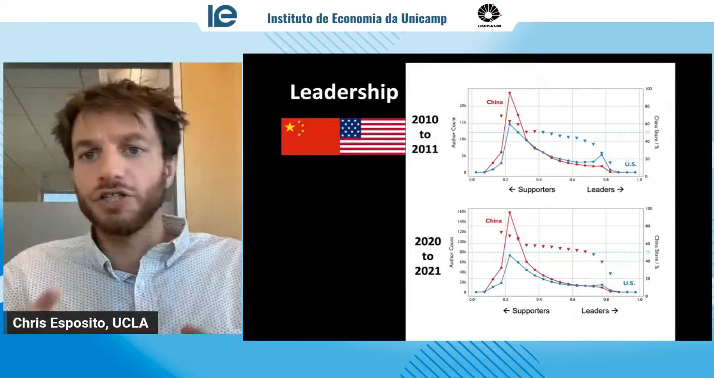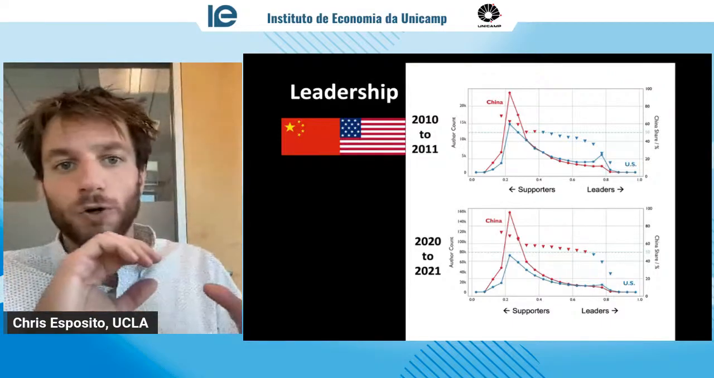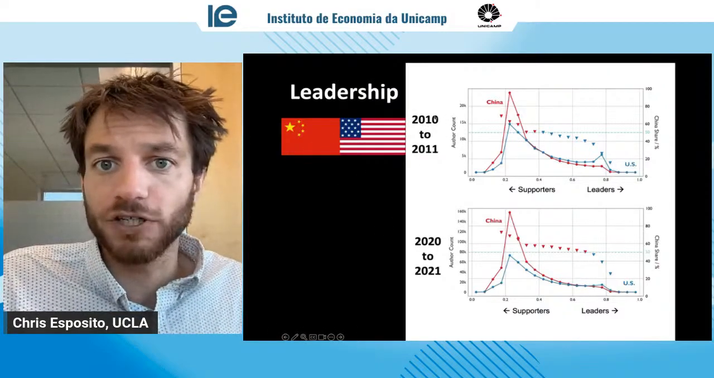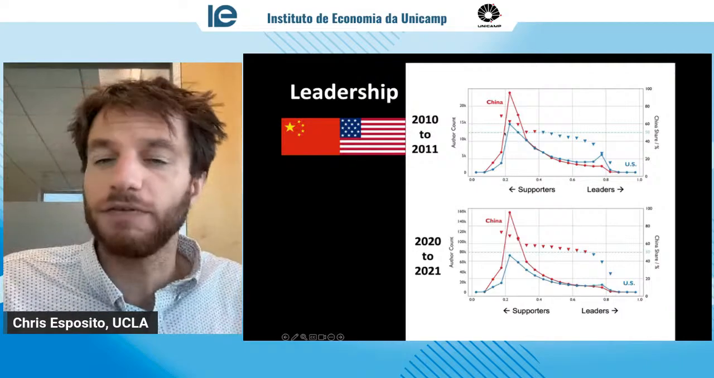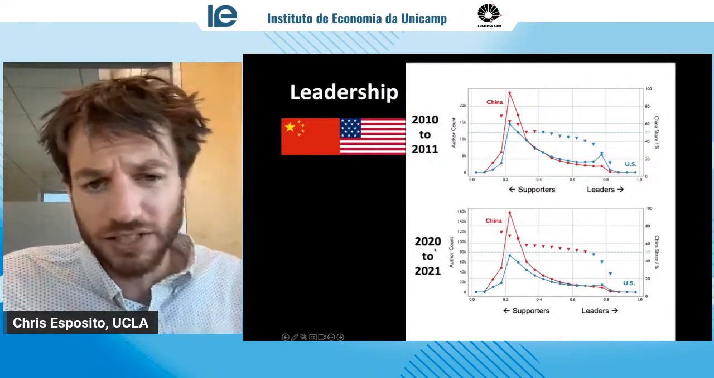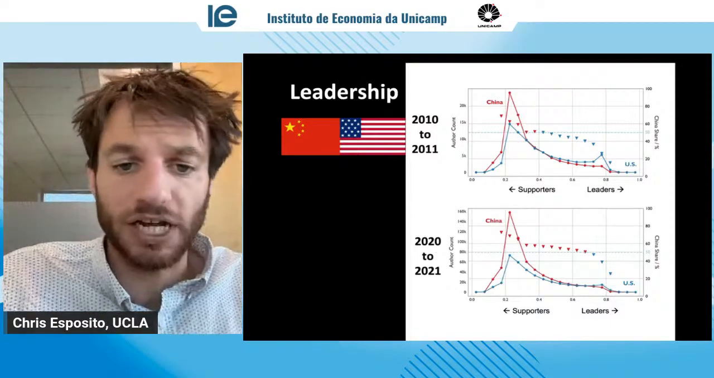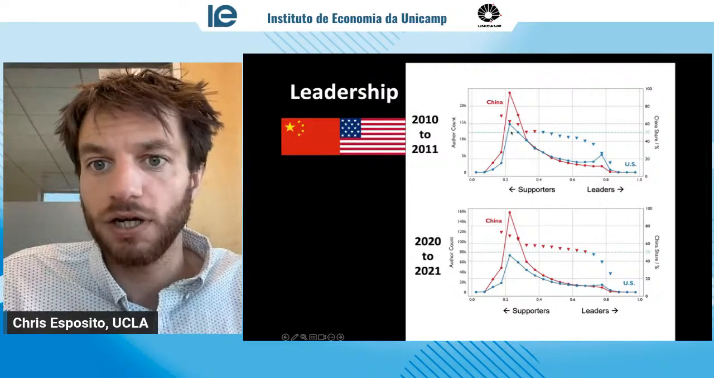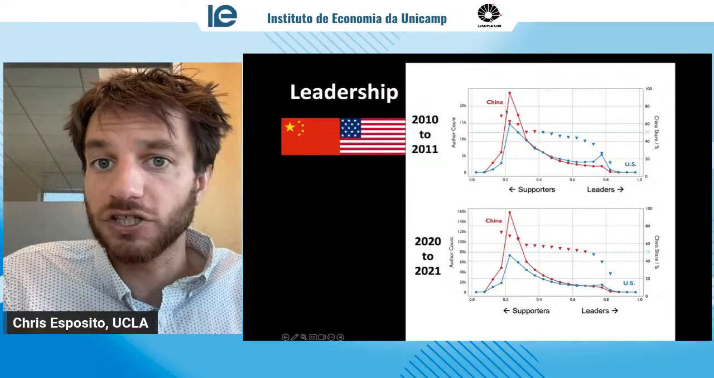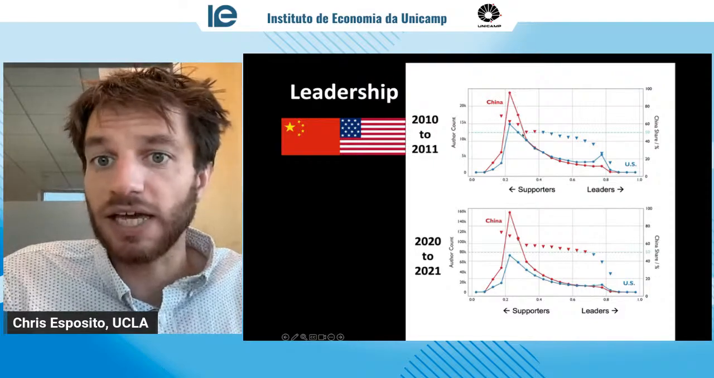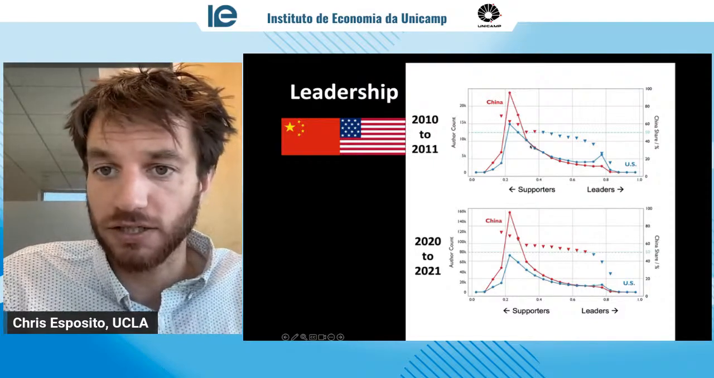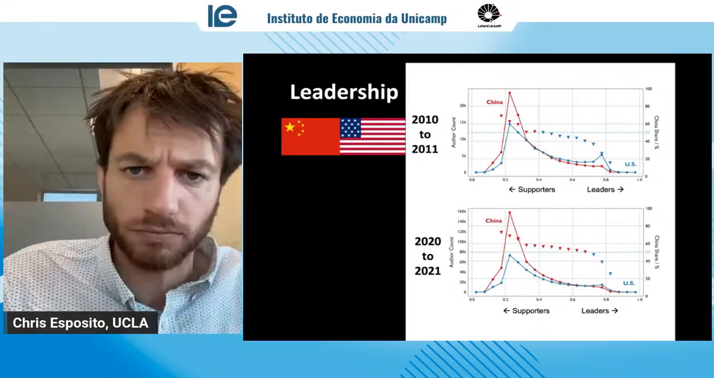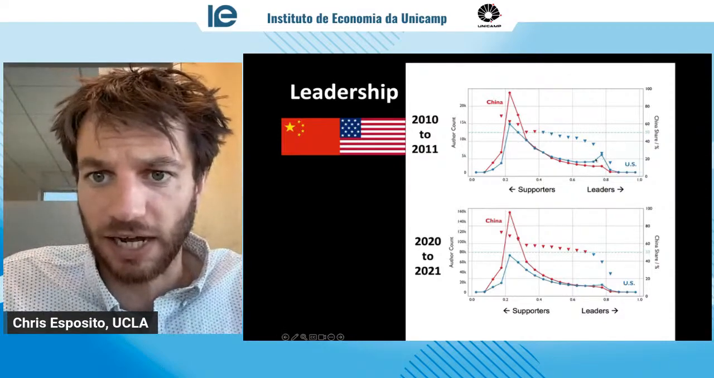So here what we're seeing is the distribution of leadership scores for China-US collaborators, and it's broken out to 2 time periods to show the dynamics. So the first one on the top is 2010 to 2011, so it's 2 years pooled data. The second one is 10 years later, 2020 to 2021. Focusing first on 2010 to 2011, the red line plots the distribution of Chinese scientists that engaged in collaborations with US scientists, right? So it's only scientists that collaborate between these 2 region or country pairs. The blue line is the United States scientists.